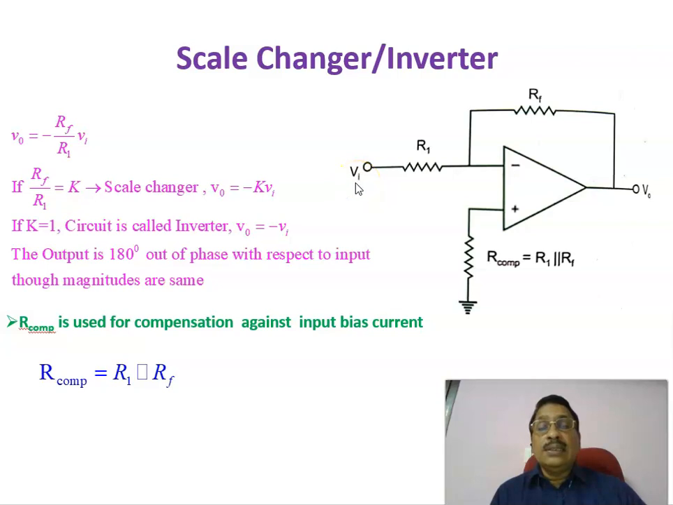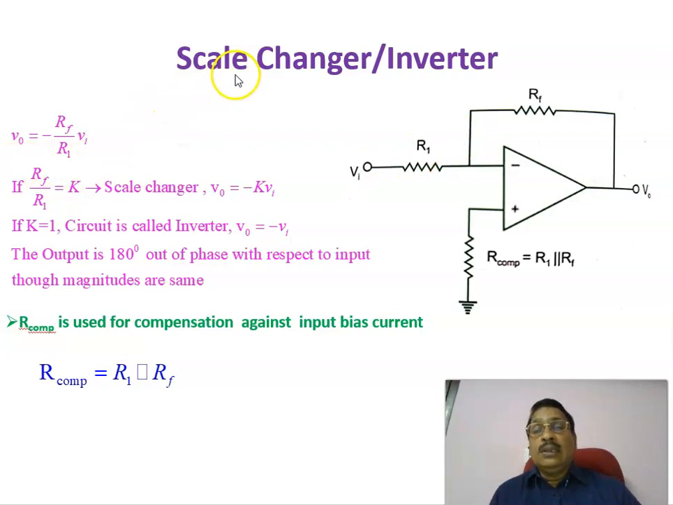Vi is given to the input terminal, and the output voltage is taken at the output terminal, with the feedback resistance RF. We have R1, and this is a compensating resistance, which is normally the parallel combination of R1 and RF, R1 parallel with RF. As in a practical circuit, in order to compensate the input bias current, you have to connect a compensation resistance, which is equal to the parallel combination of the input resistance R1 and the feedback resistance RF.